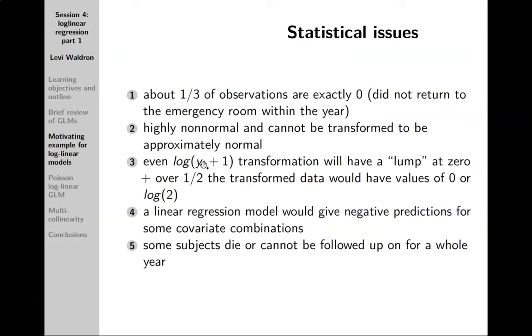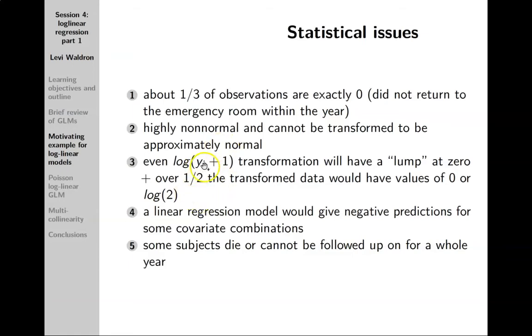So there are some statistical issues in this data set. The first one is that about 1/3 of the outcome variables, that is the number of hospital visits, are exactly 0, so they did not return to the hospital room at all. So it's definitely not normally distributed and not suitable for a linear regression assuming normal distribution, because we have a big spike at 0 and then everything is positive. It's skewed, it's definitely not normal, and there's no way to transform it to make it approximately normal either.